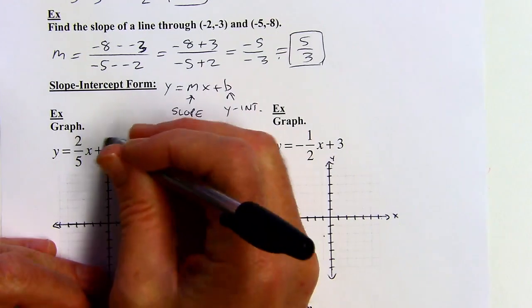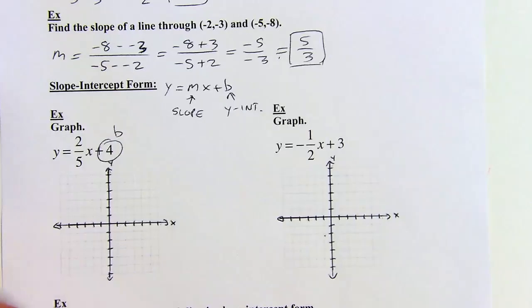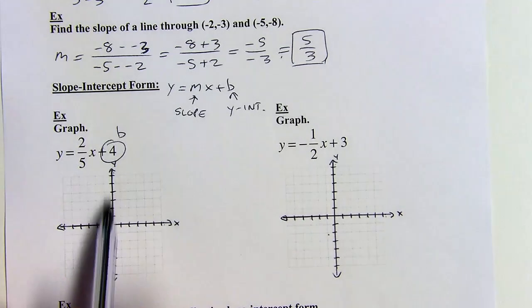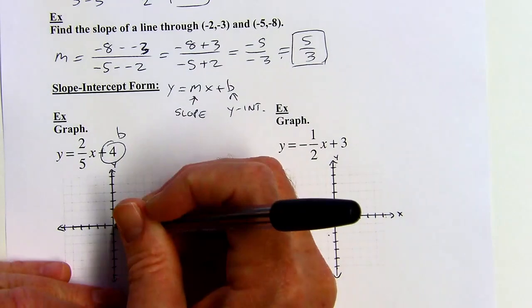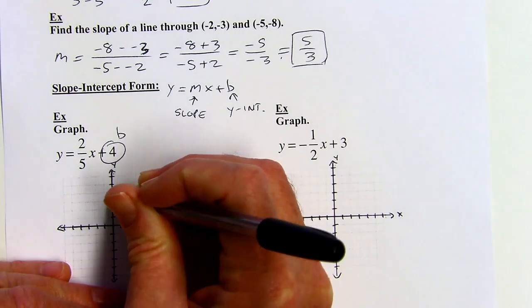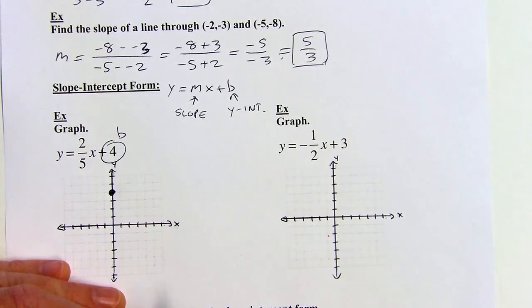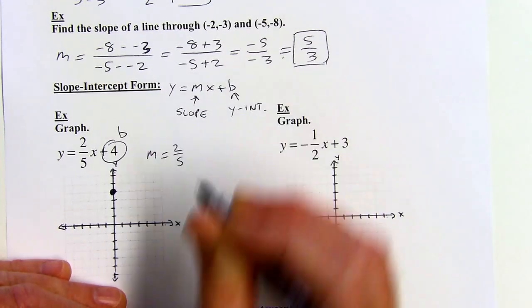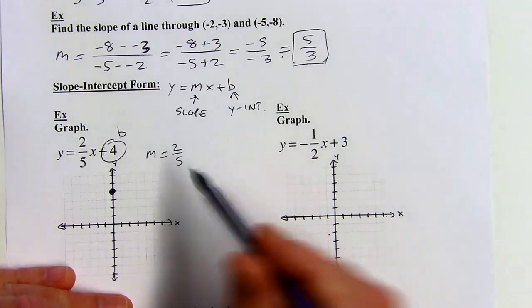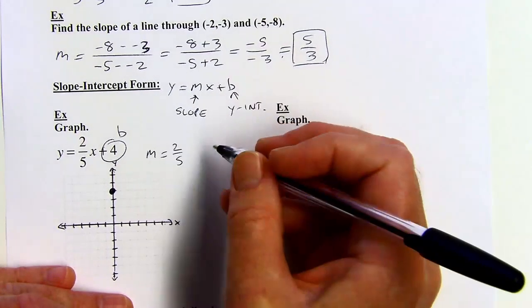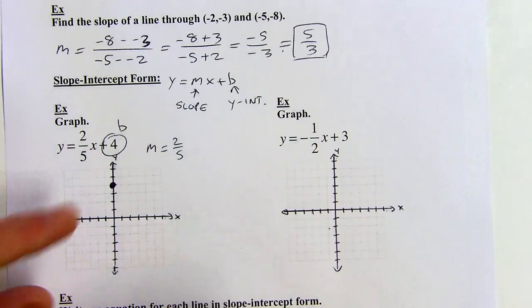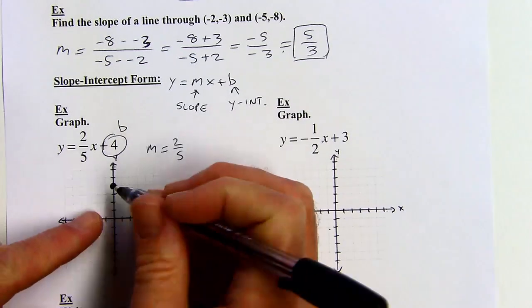So I usually start with the y-intercept. So that means my line here is going to cross the y-axis at 4. So I'll count up 1, 2, 3, 4. That's where my line crosses the y-axis. And then my slope is 2/5. So that means I'm just thinking rise over run. So from this point, I can use the slope to get to any other point on the line.